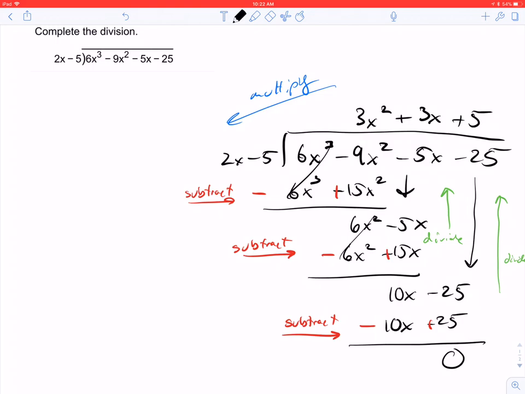So we're saying that this is our solution. To check, if we multiply this polynomial times 2x minus 5, we'll get that original dividend. The 6x cubed, is that okay?